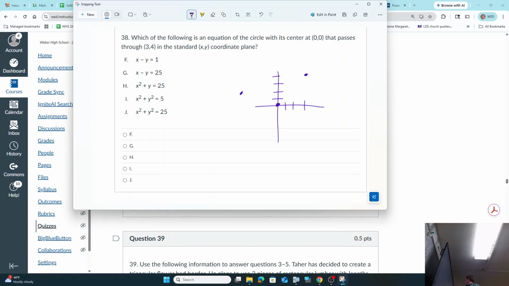Interesting. So that means this is, oh, I see it. Do you see the Pythagorean triple? 3, 4, 5. So this is a 3, 4, 5 right triangle, which means our radius is 5. And in our formula, 5 squared is 25. So it's either going to be this one or this one. It's at 0, 0, so it should not be minus. It needs a square there. So it should be J. So 38 is J. Nice.